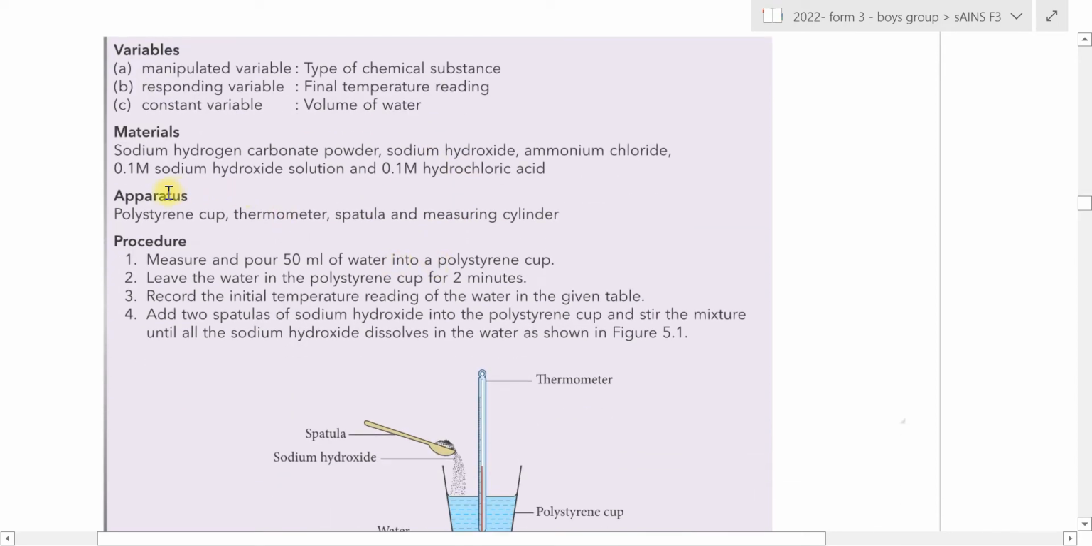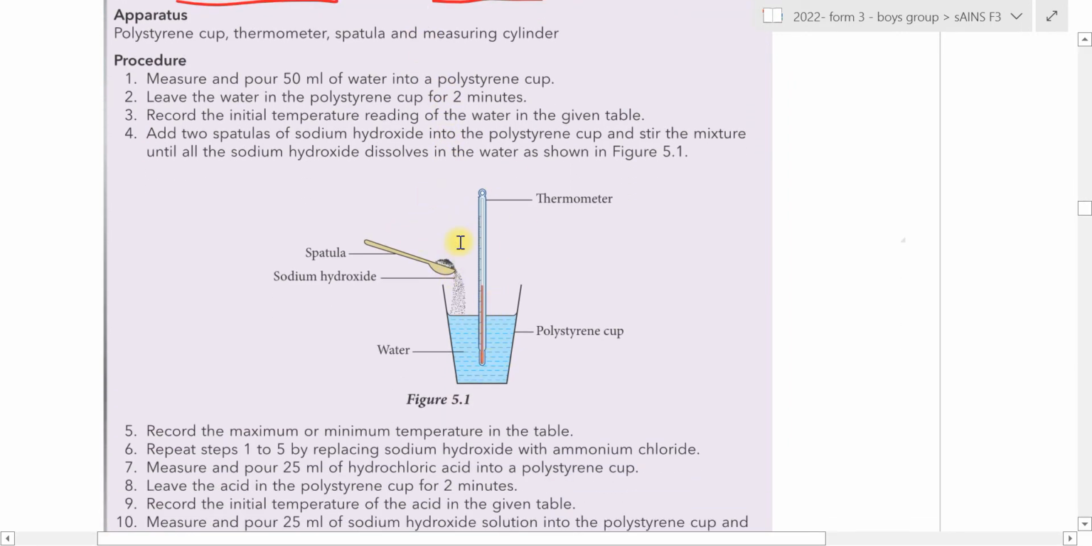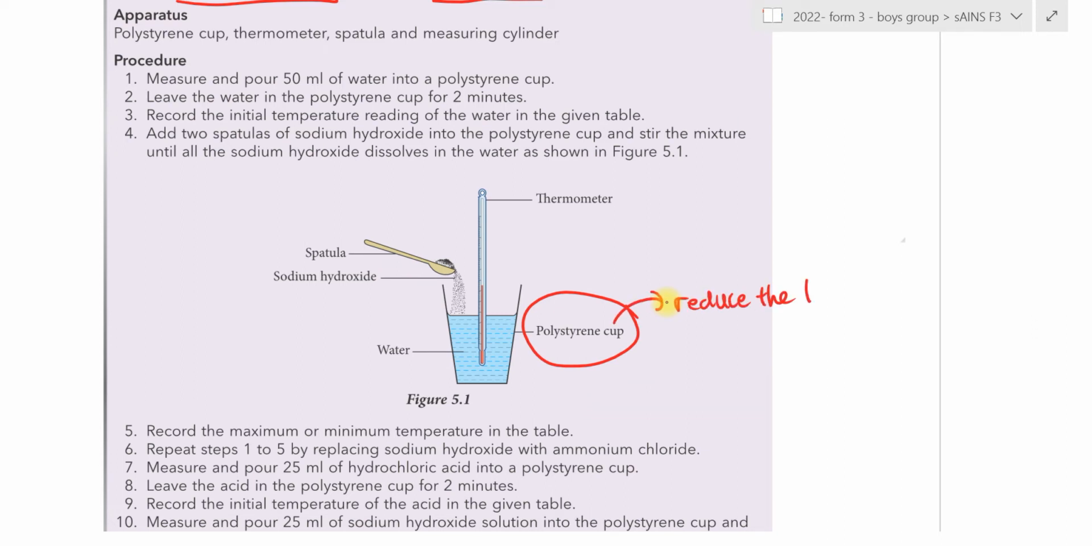Now, the materials that we need. What are the chemicals we want to test? Sodium hydrogen carbonate powder, sodium hydroxide, ammonium chloride, sodium hydroxide solution, and hydrochloric acid. Now what you need to do, first you take a polystyrene cup. Why a polystyrene cup? Because a polystyrene cup reduces the heat loss. Please write down: reduce the heat loss to surrounding.